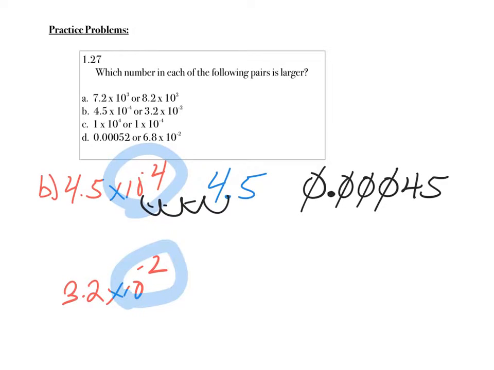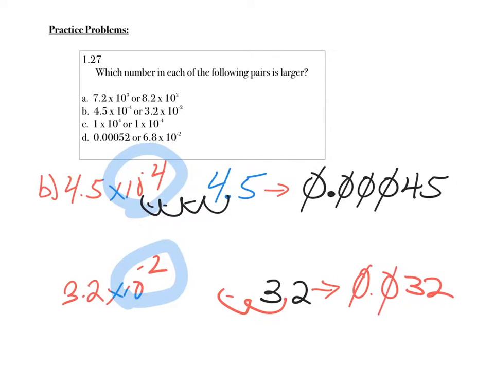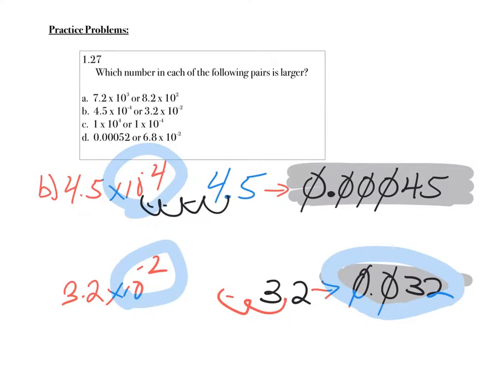Do the same thing for that 3.2 times 10 to the negative second. Move the decimal place 2 times to the left. 1, 2. We've got 1 empty space, so this becomes 0.032. Now out of those, which one is bigger? I think it's fairly obvious that the 0.0045 is smaller and the 0.032 is bigger. So the answer is 0.032.